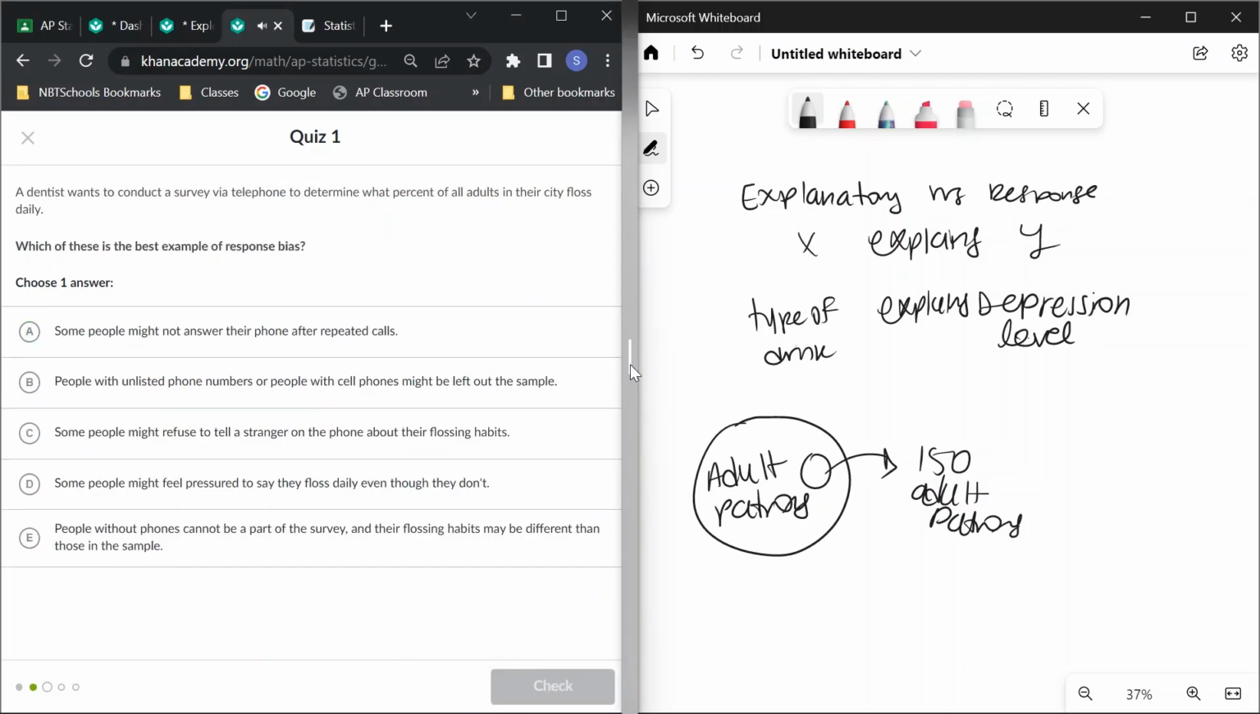A dentist wants to conduct a survey via telephone to determine what percent of all adults in their city floss daily. Which of these is the best example of response bias?